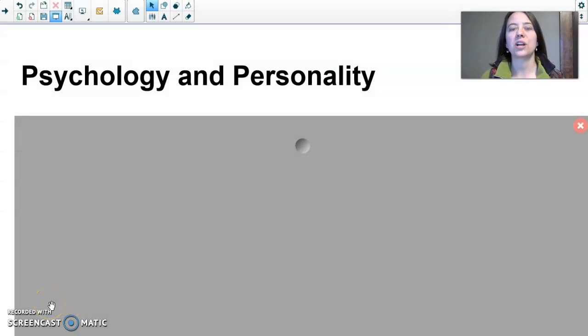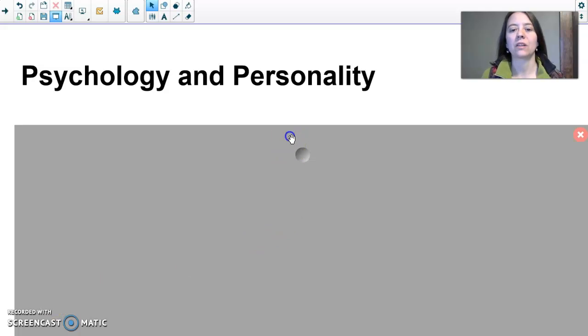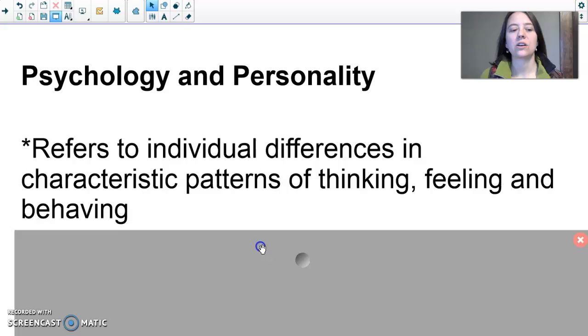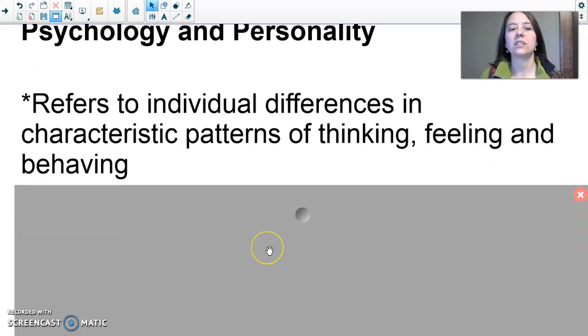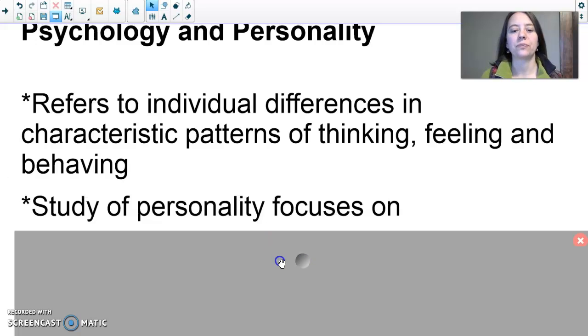And today we're starting our last section of our psychology unit, and we're going to be talking about personality. So, personality refers to individual differences in characteristic patterns of thinking, feeling, and behaving. So please write that down.